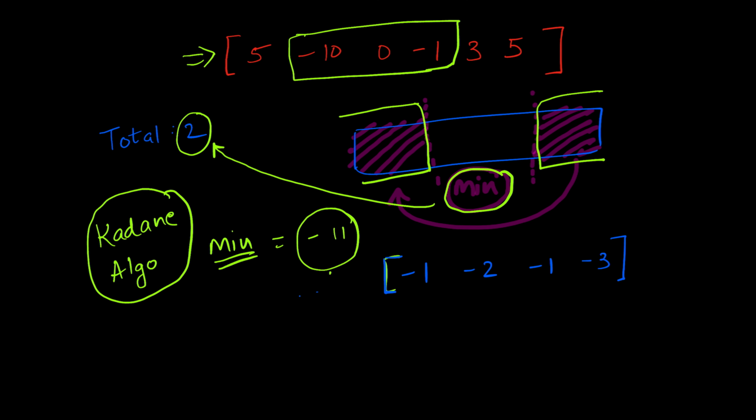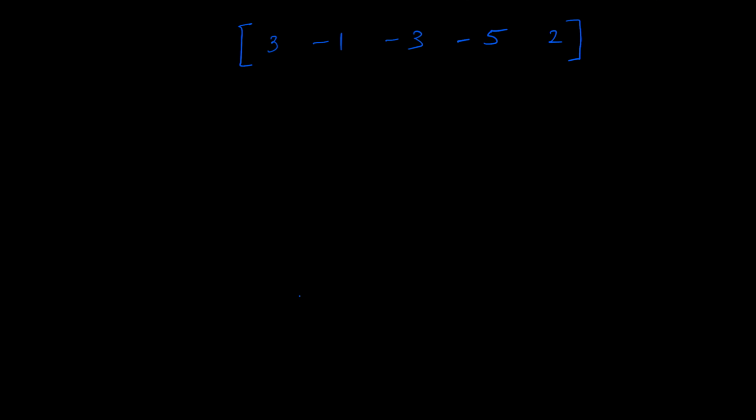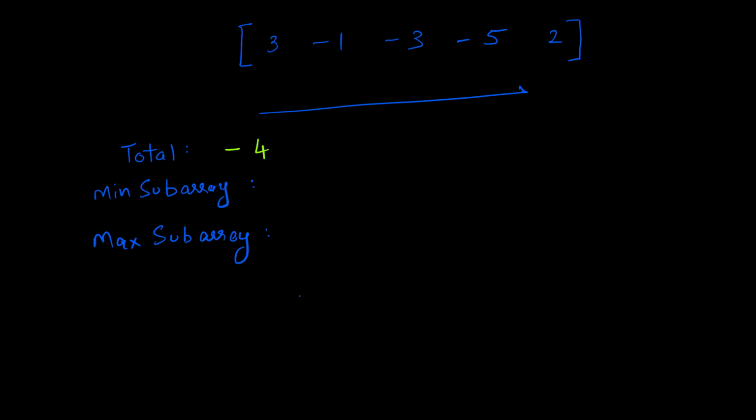The case is when there are all negative values in the array. As we iterate through this array using Kadane's algorithm, we'll be recording three values: the total of all of the elements, the maximum subarray, and the minimum subarray. The total is minus 4, minimum subarray total is minus 9, and the maximum subarray will be 3. That's because we have not included the circular subarray yet, hence 3 is the largest or the maximum subarray.